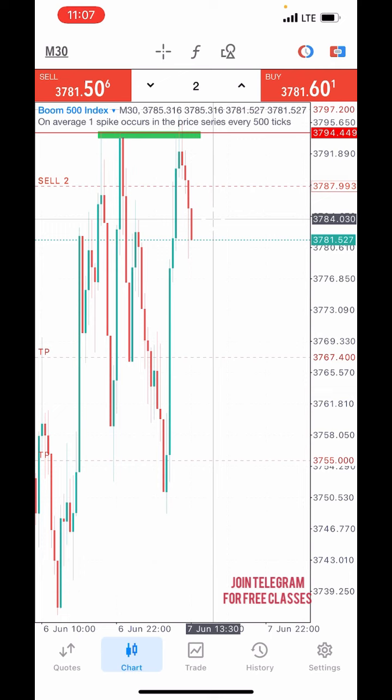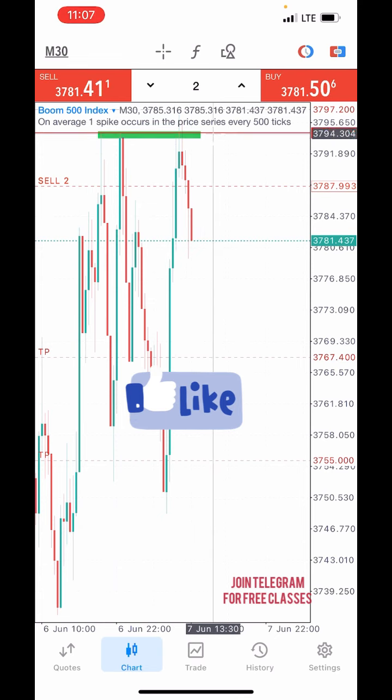Yeah, you can see this was our entry on B500, and the SL is above this level. Why did I place my SL there? You all should know that this is a structure. This is our resistance level, and it's our key resistance zone on our chart.